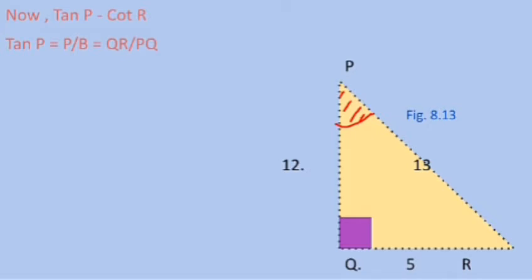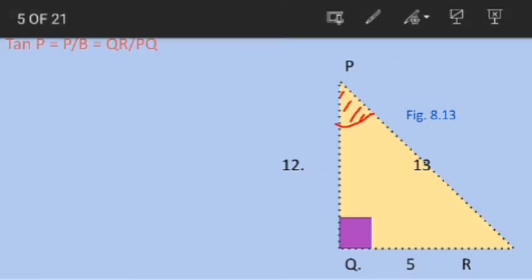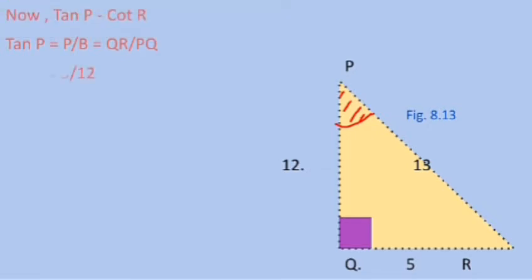So here class, since we're talking about the angle P, the perpendicular is going to be QR because it is the only side opposite to the given angle, and the base is going to be PQ because it is the only side adjacent to the given angle P. Therefore, substituting the values of QR and PQ, we get 5 by 12, because the value of QR is 5 and PQ is 12. Therefore tan P is going to be 5 oblique 12, or you can say 5 divided by 12.